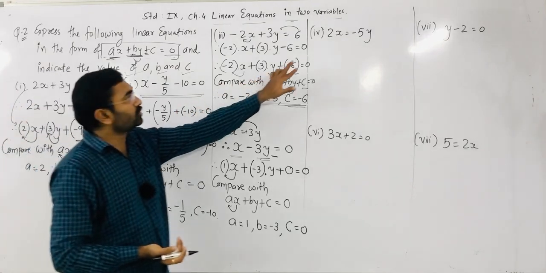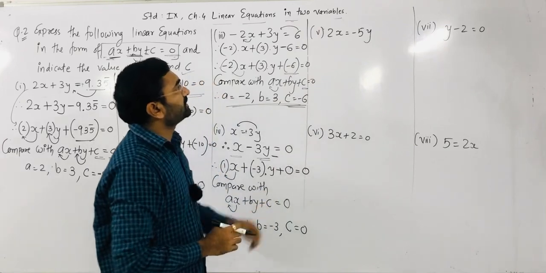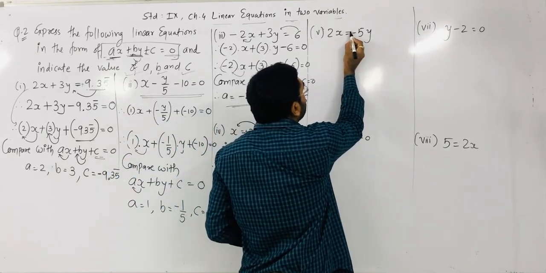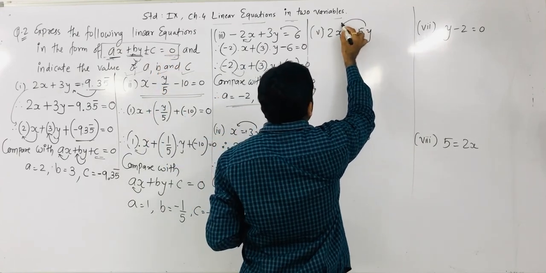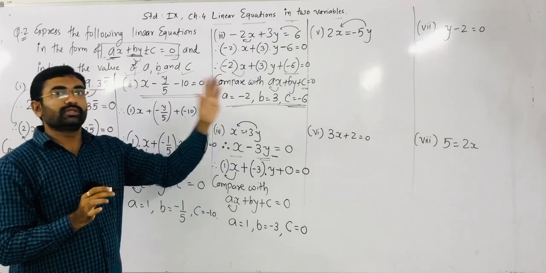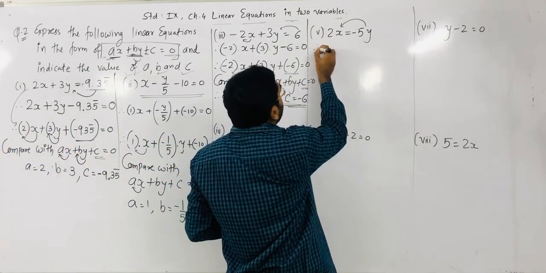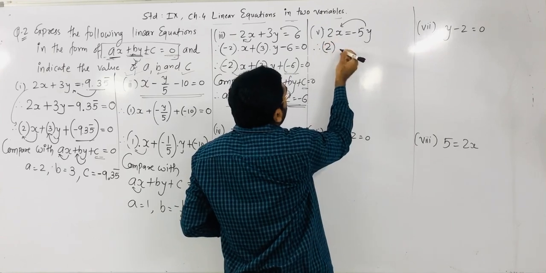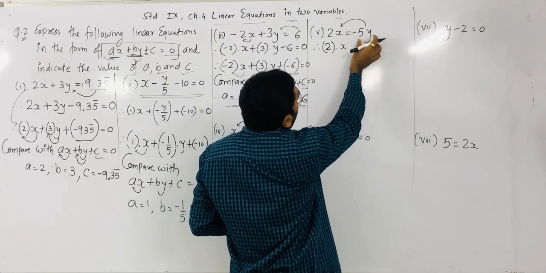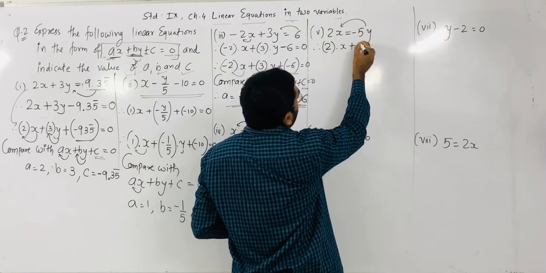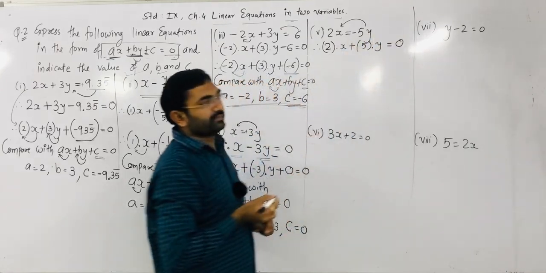Same way, see question number 5. Here, this one is the fifth one: 2x is equal to minus 5y. As I told you, for that form, the right-hand side must be 0. So that term we have to take to the left-hand side. Here is a minus sign, so that term's sign on the left-hand side becomes a plus. So 2 into x, and the minus 5y comes to the left-hand side, so plus 5 into y is equal to 0.